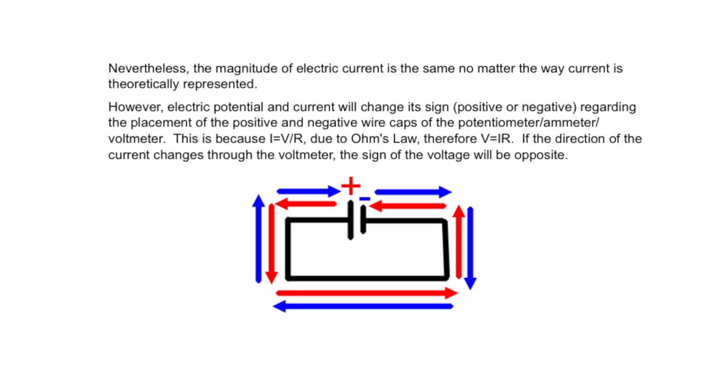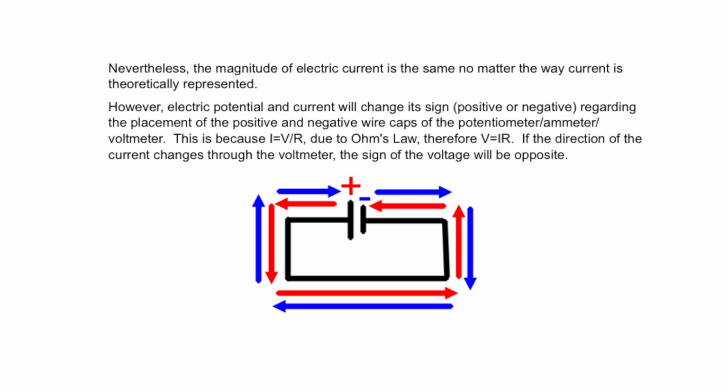However, electric potential and current will change sign, positive or negative, regarding the placement of positive and negative wire caps on the potentiometer, ammeter, or voltmeter. This is because current is equal to voltage over resistance, or Ohm's law. Therefore, voltage is equal to current times resistance. If current changes direction, sign, the potential difference will change sign. However, the magnitudes will remain the same.